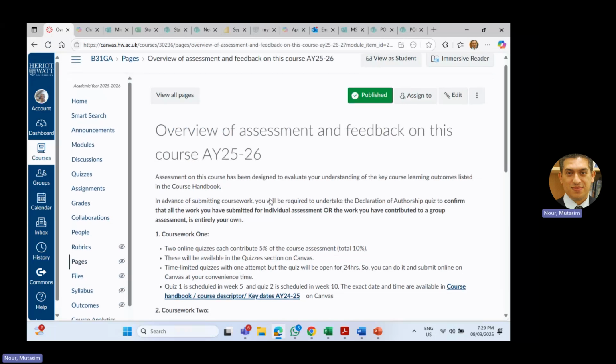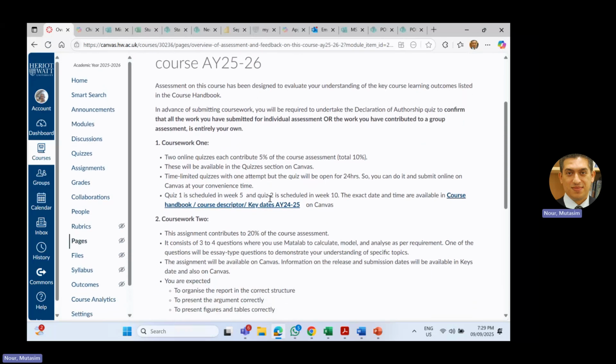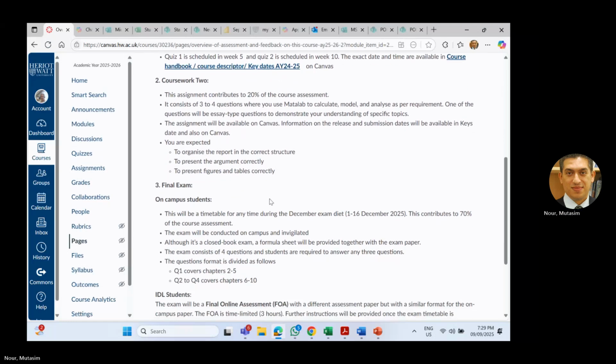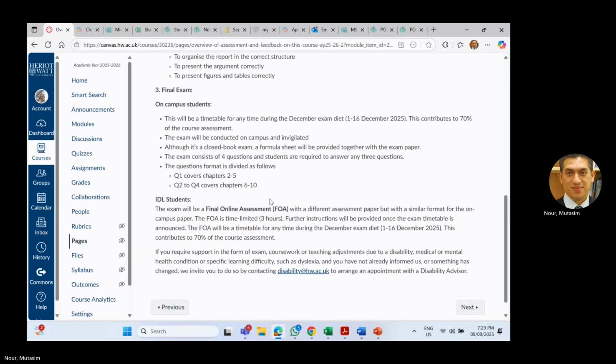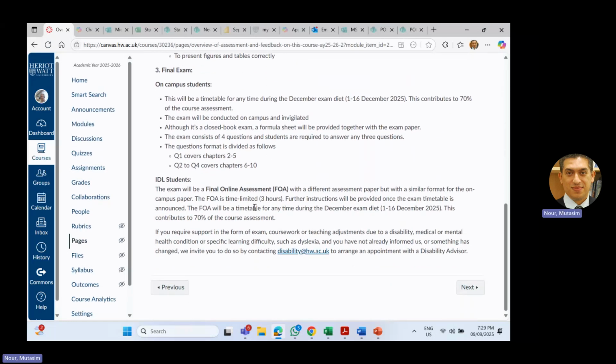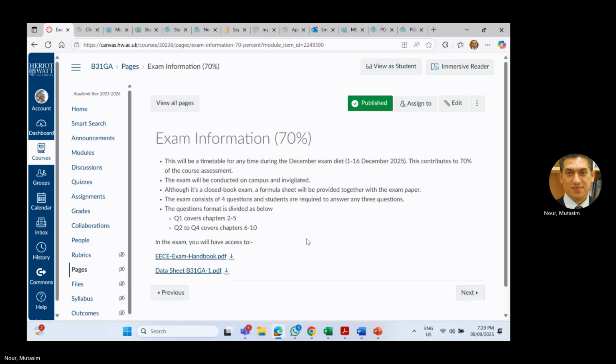As you see here, there is detailed information, which I just covered. I have even finalized the assessment for distance learning students. This is the data sheet I mentioned, so you can download it and have a look. As I mentioned, these two documents will be available to you during the exam together with the question paper.